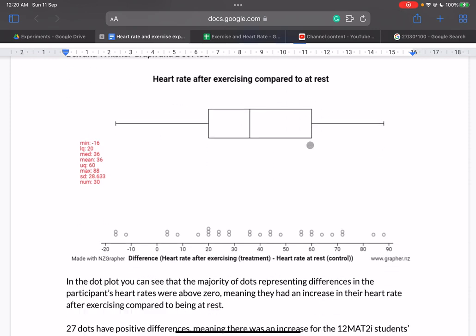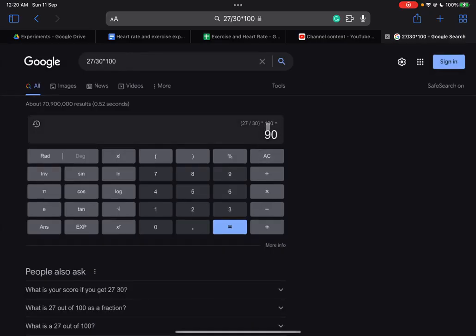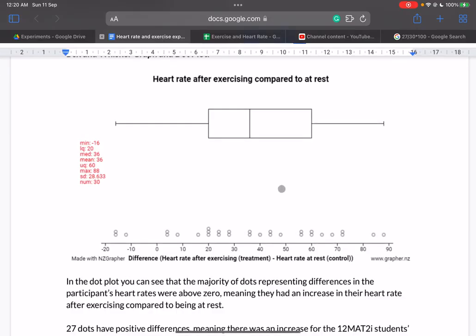That's the same for the dots. 27 of these dots are positive and 3 are negative, so 27 out of 30, which is 90%, that's over 75%, are positive, so that means that showed an increase in the response variable. We can say that's caused by the treatment.